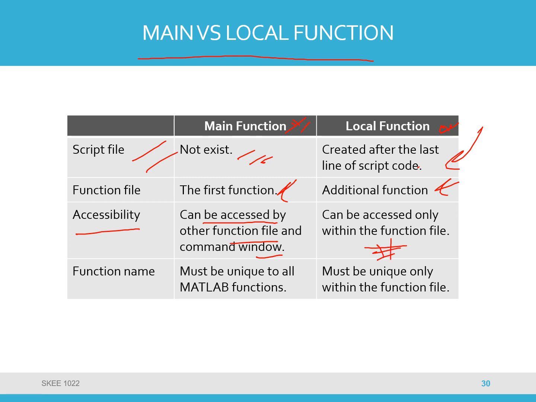Only the main function can access the local function. The function name needs to be unique, and the file name needs to be the same as the function name. But for a local function, the name only has to be unique inside the function file, the main function only. No need to consider others. So try to memorize this.